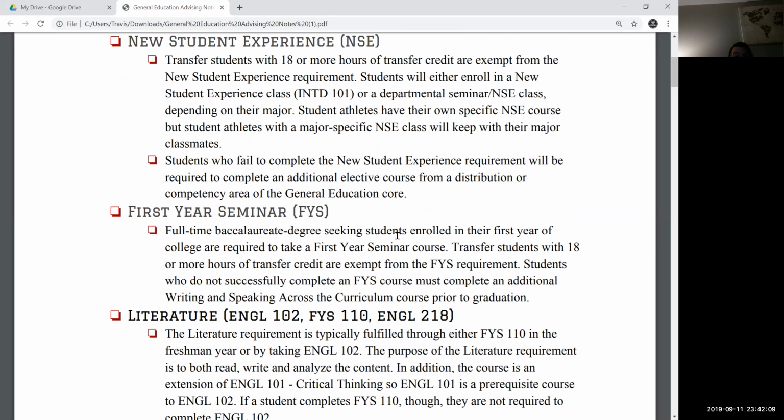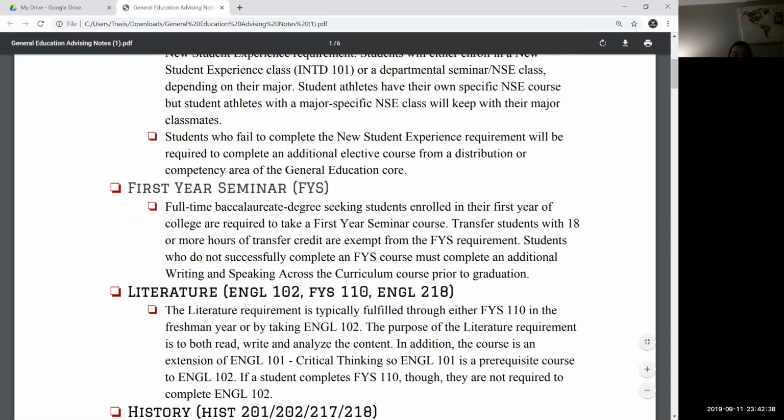Okay, then let's go to first year seminar. Hopefully a lot of the freshmen are in first year seminar this fall. If not, you definitely need to take it during semester 2. First year seminar also fulfills another Gen Ed category: 110 does literature, 120 is history, 130 is natural science, 140 social science, 150 is religion, and so on. Those are the ones that are the most popular. FYS 110 would fulfill literature, which is the next one we're going to talk about.